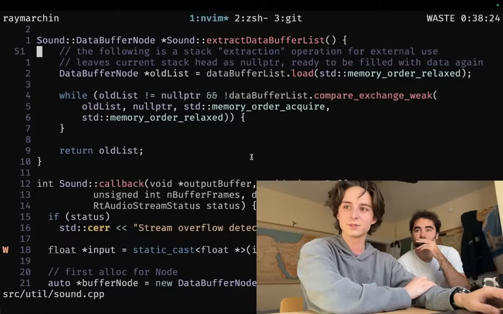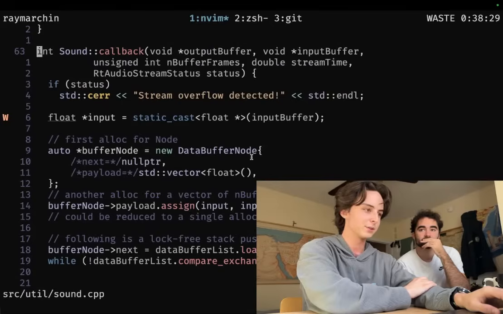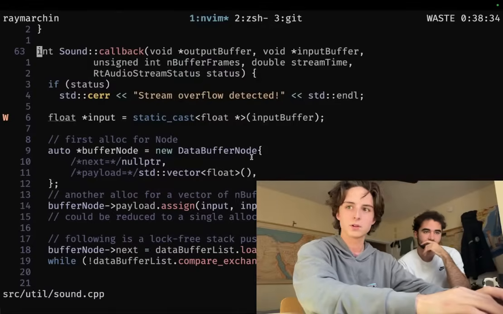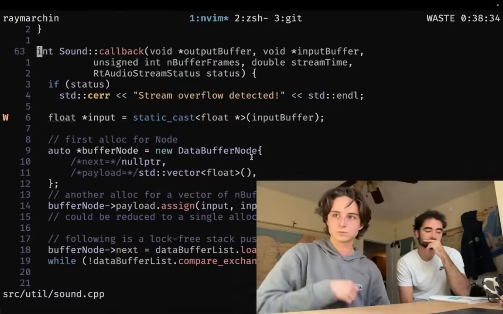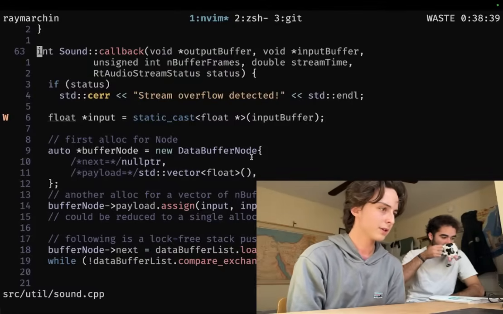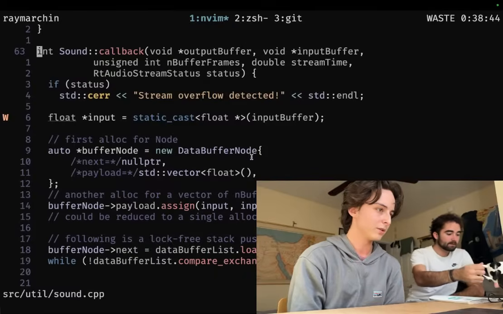Wait, is the udder glass from the video full of... It's a different udder glass. We have multiple udder glasses. Okay. Let's see. So first allocation is for a node.